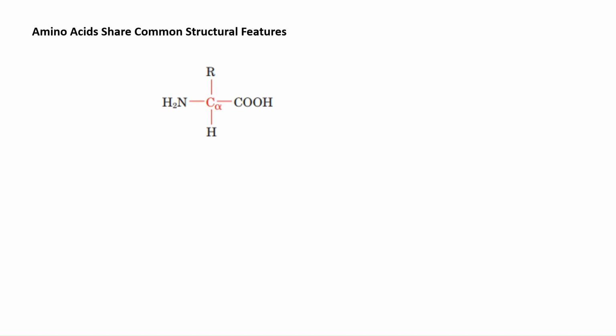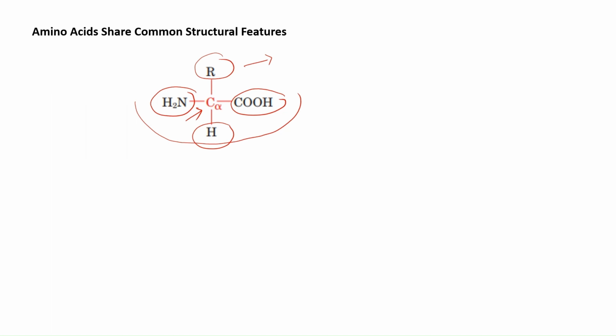If we see the structure of an amino acid, we can see the groups attached to the carbon atom are COOH, the carboxylic group, NH2, the amino group, hydrogen, and an R group. So this is the common structural feature for all amino acids. The amino acids will differ only in this R group. The rest of the structure will be the same.